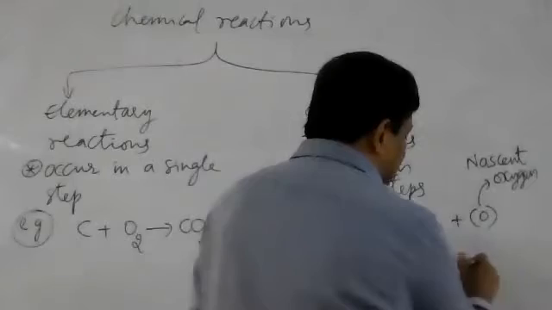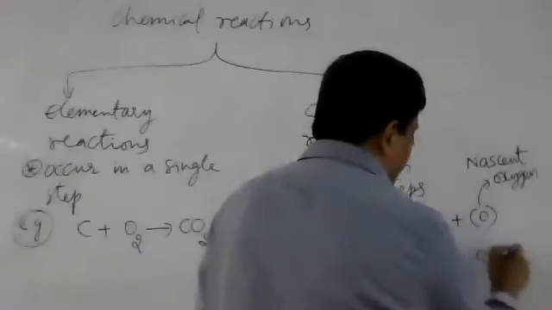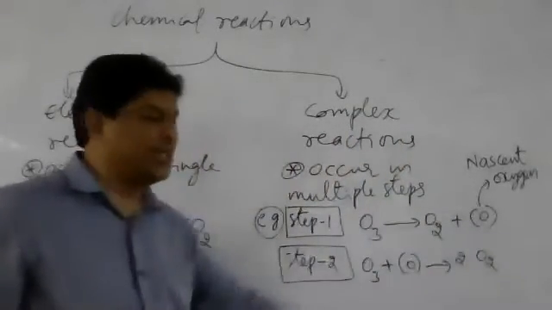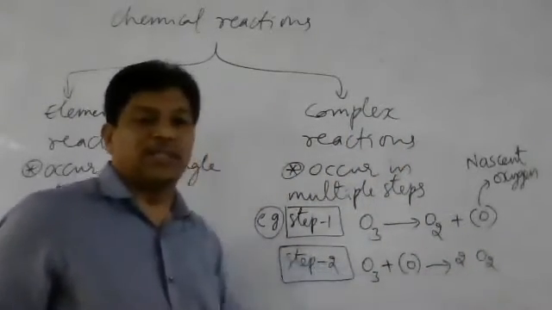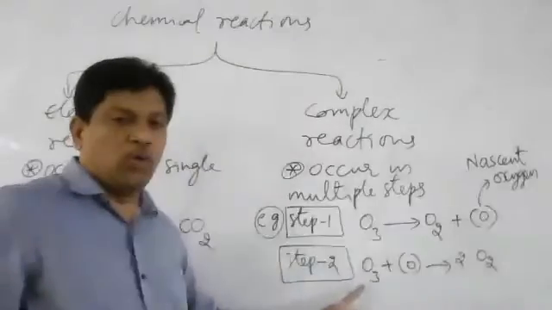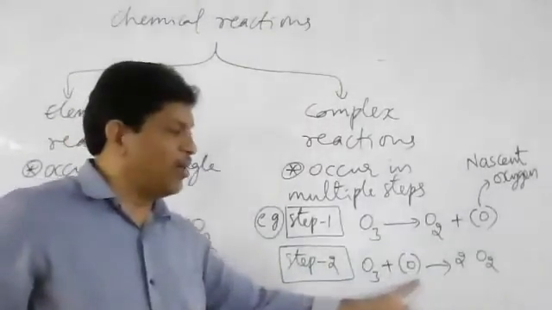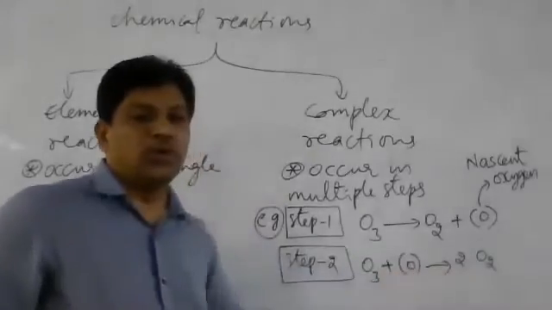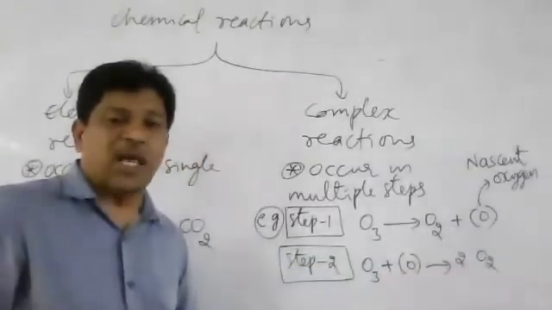Here 2 moles of O2 will be formed. How many moles of oxygen are formed here? 2 moles of oxygen are formed. In the second step, what happened? In the second step, O3 is attacked by nascent oxygen to form 2 O2. How many steps has the reaction completed?